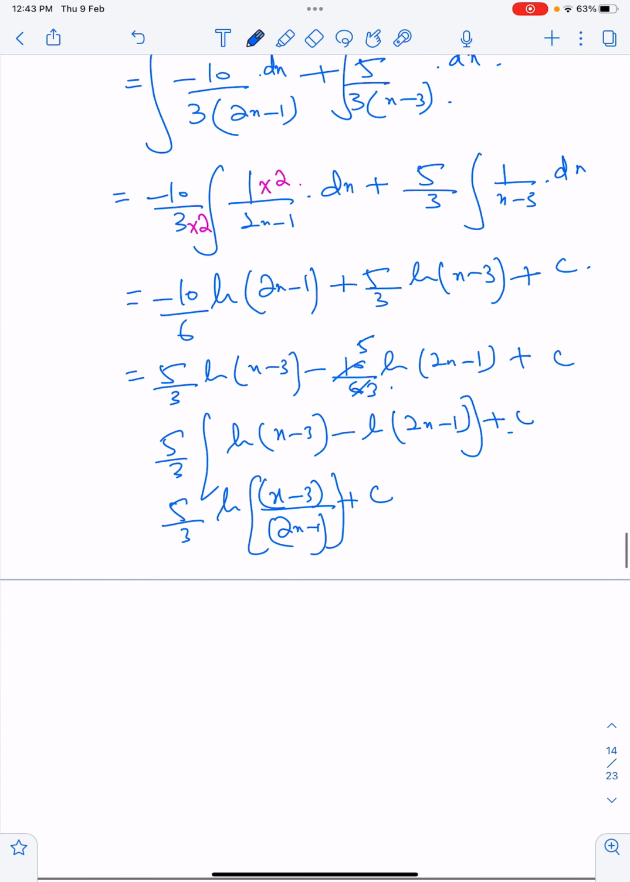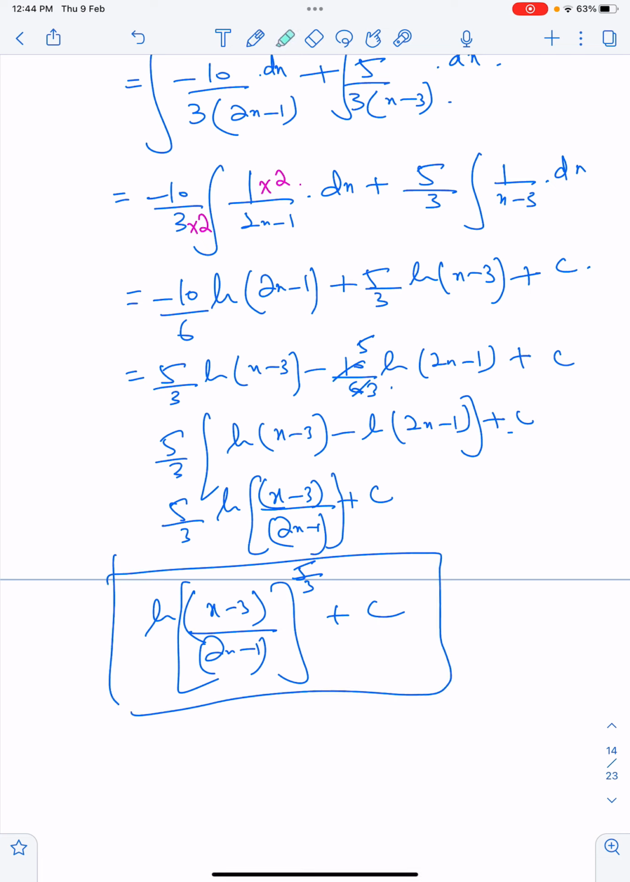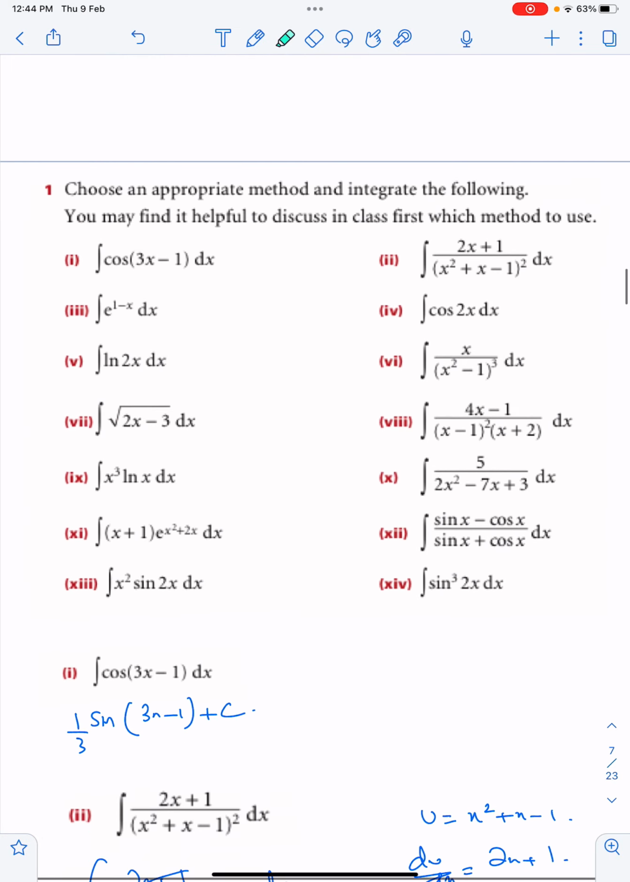Okay, 5 upon 3 can become the power: ((x - 3) upon (2x - 1)) to the power of 5 upon 3 plus c. This is the final answer. If you want, you can leave the answer like this, or you can solve it further and write this as the final answer. Moving on to the next question.